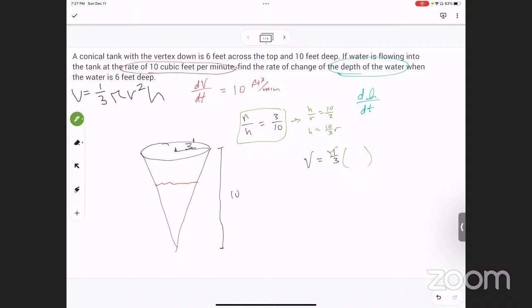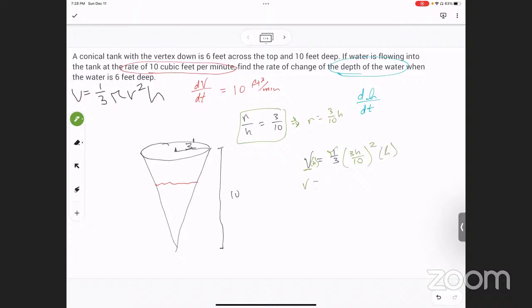Let's see. No, hold on, my fault. I want to rewrite the r in terms of h. My bad, try that again. I want to write r in terms of h because I want V in terms of h. Oh yeah, that makes sense. So what I want to do instead is write r equals 3 over 10 times h. So r would be 3h over 10 squared times h.